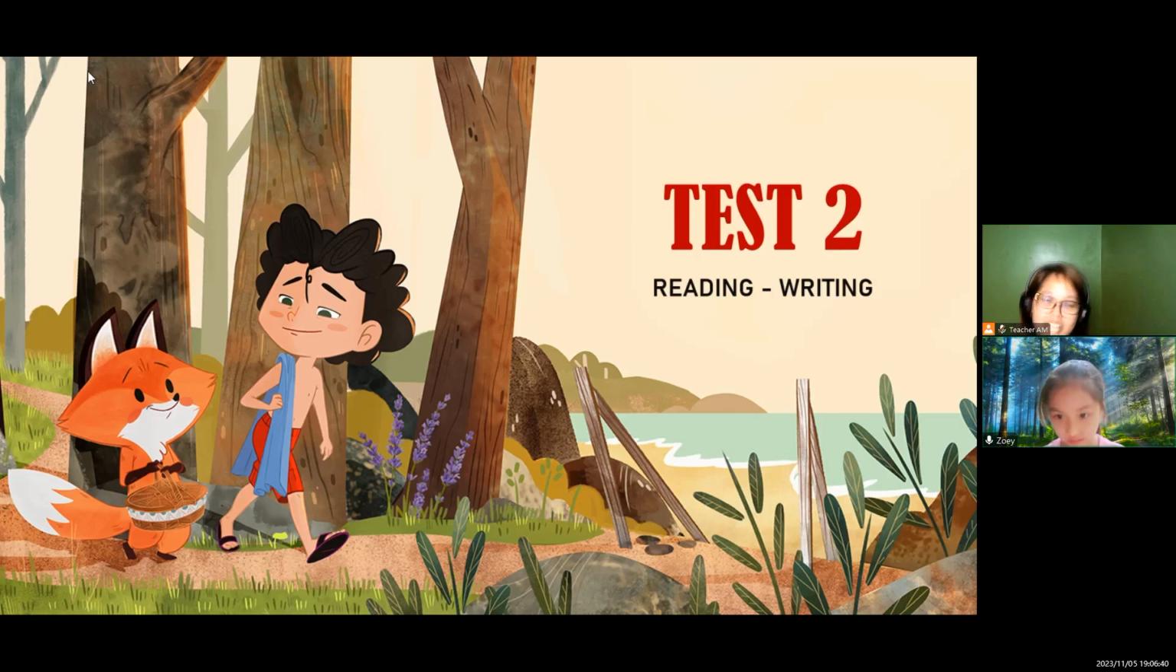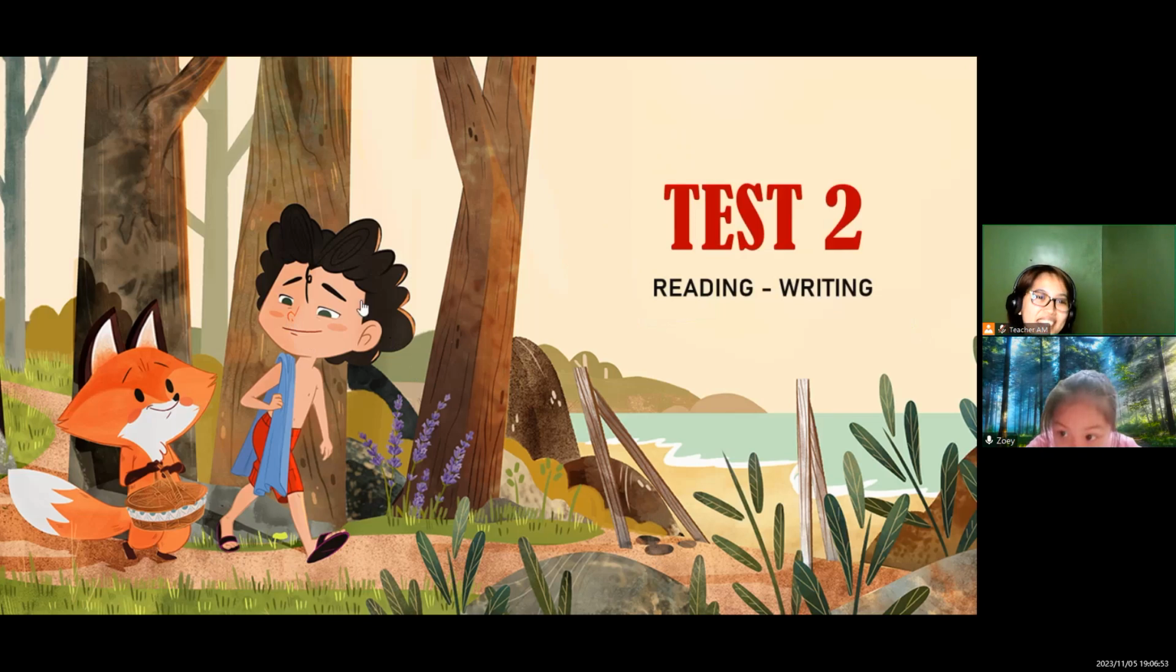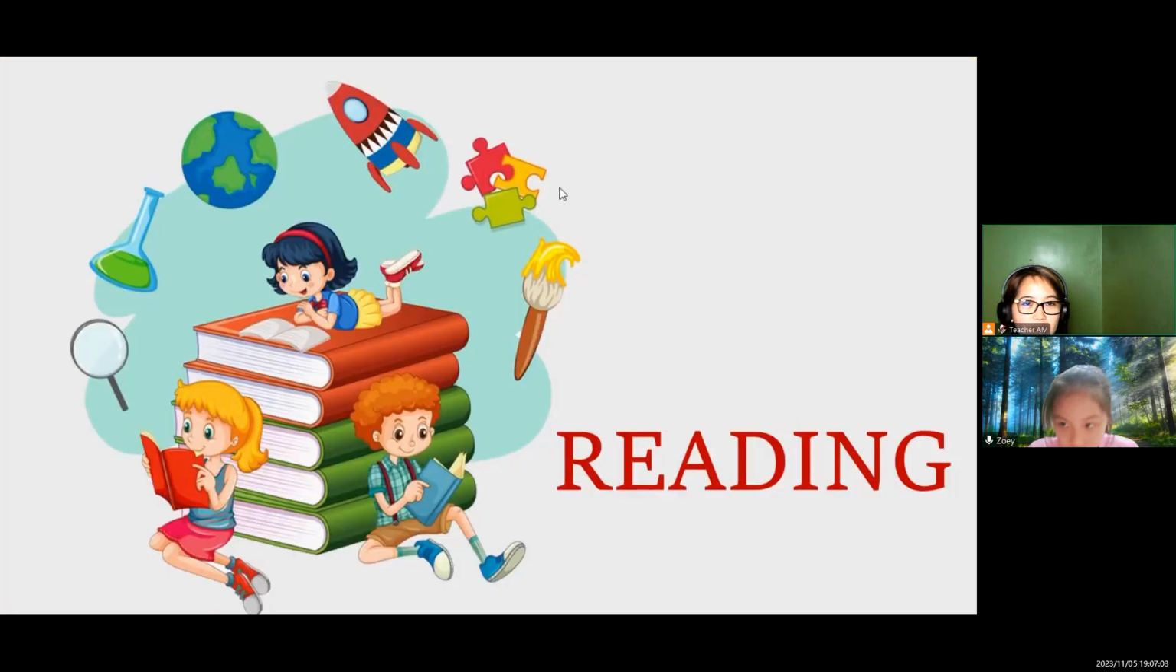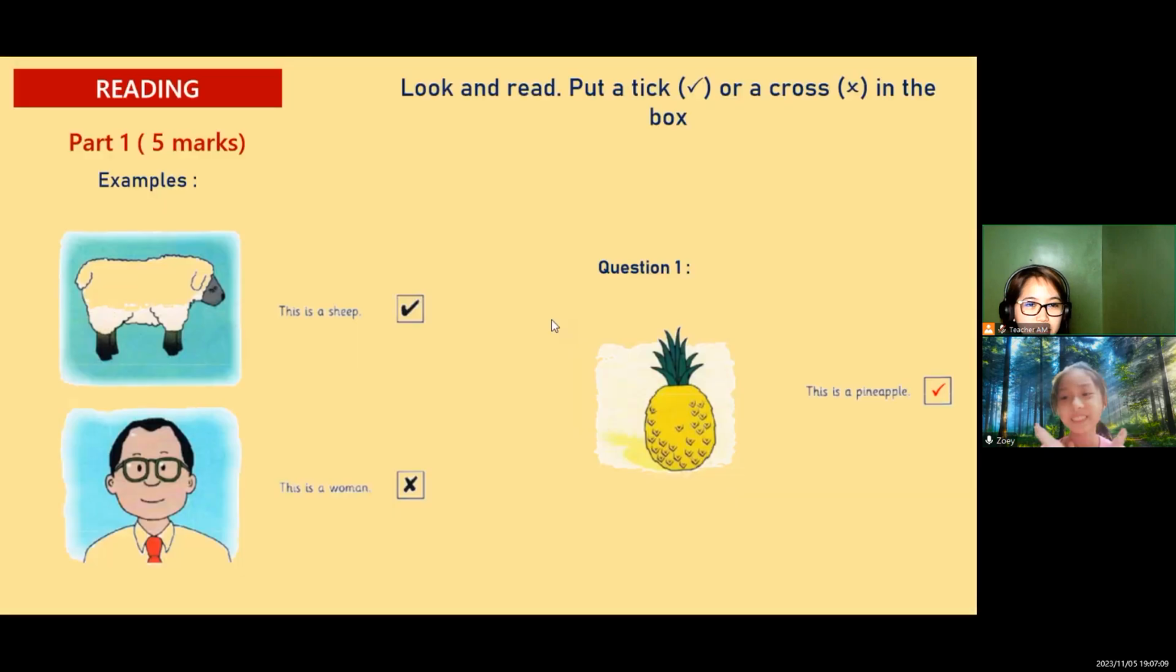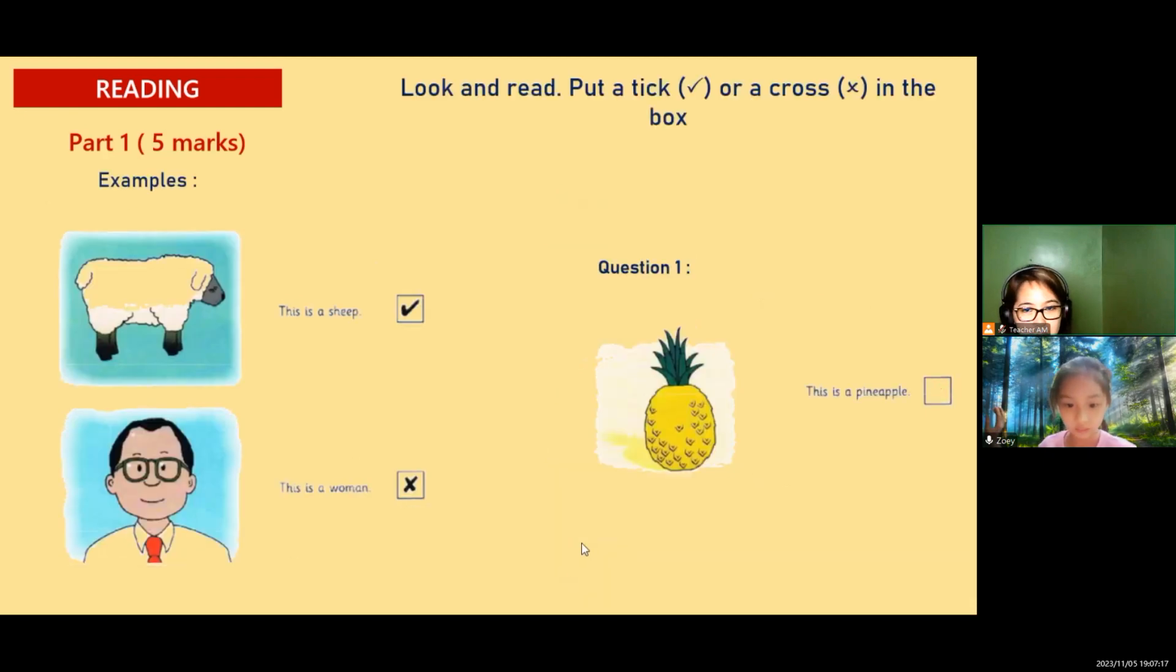Very good. Okay, so now, are you ready? Yes, I'm ready. Very good. Okay, so we are now in test two, reading and writing. Let's proceed with part one. All you have to do is to read and put a tick or a cross. This time, there are two examples.